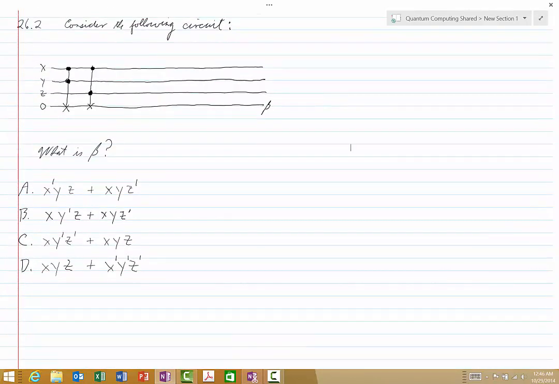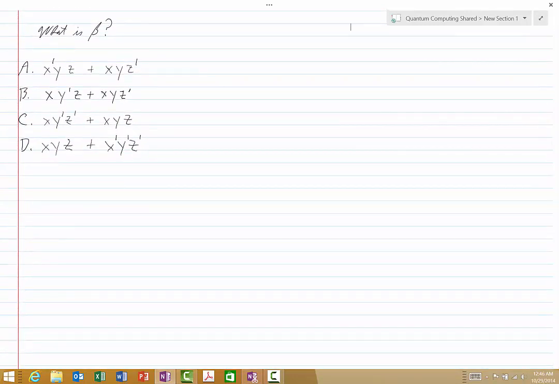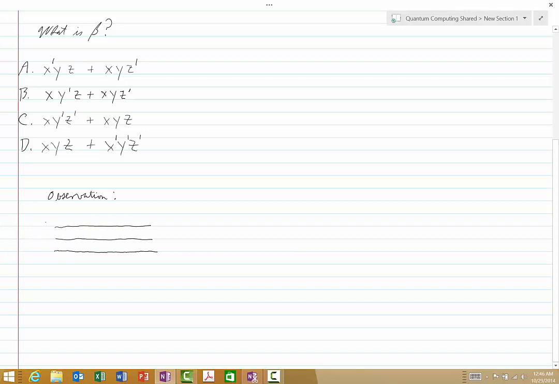The way that I'm going to approach this is the following. So let's start with an observation here. Let's say that we have three bits, which we can call X, Y, and Z. And the first two bits are controlling that third one. So we know that the output on these two lines will be X and Y. But the output on the third line will depend on the values of X and Y. And if we constructed a truth table for this, it would look as follows.